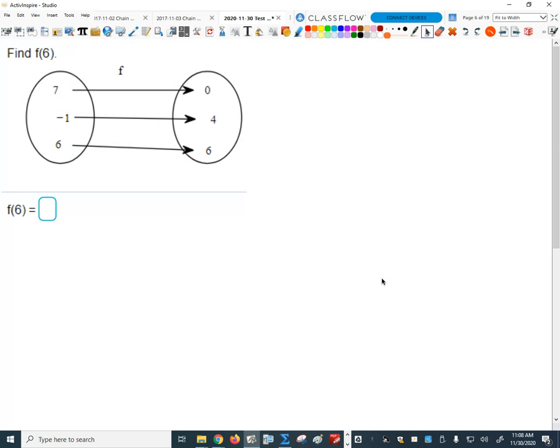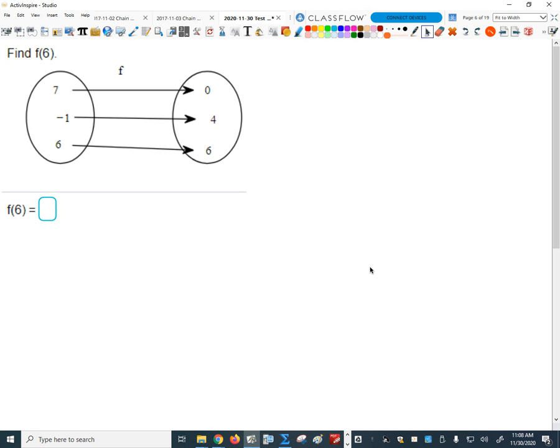Next one. Just a different representation of a relation this time. Okay, there's my relation f. Well, is it a function, first of all? They didn't ask us that, but you tell me. Is it a function, Jade? Does this mapping represent a function? It does, good, because each input only has one output.